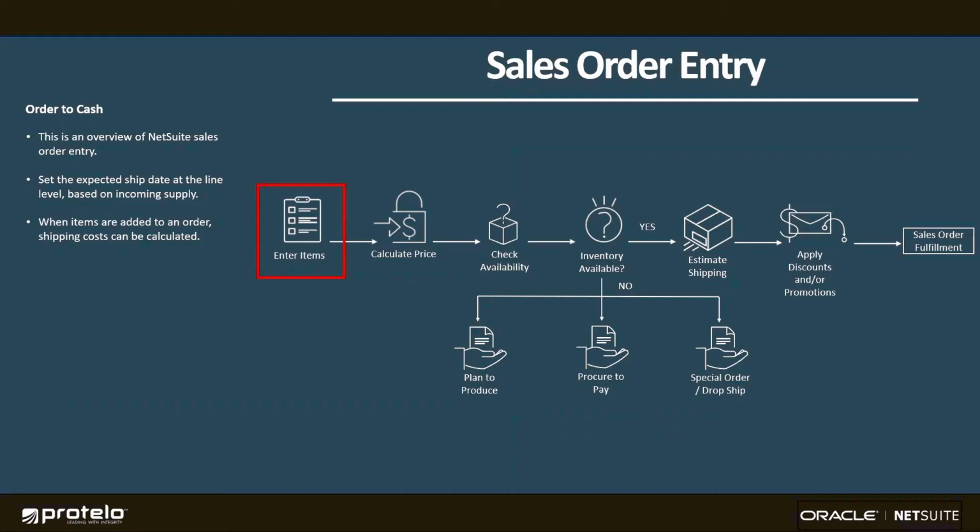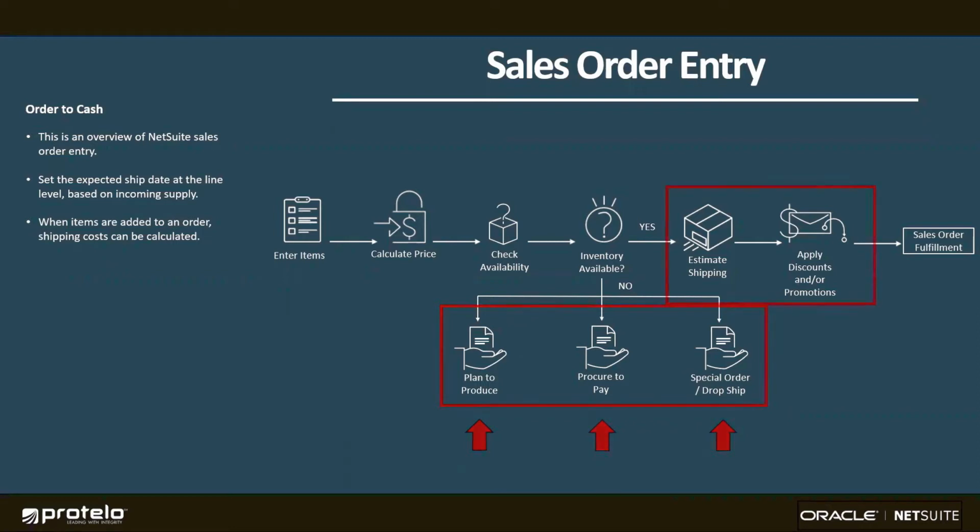If I don't have an open quote to convert to an order, then I will start by entering the items on the order form. At that point, NetSuite will automatically calculate the price based on predefined item and customer price levels. The system will also provide insight into inventory availability. If inventory is not available, then we can initiate supply activity to either build, if we're a manufacturer, procure, or drop ship directly to the customer.